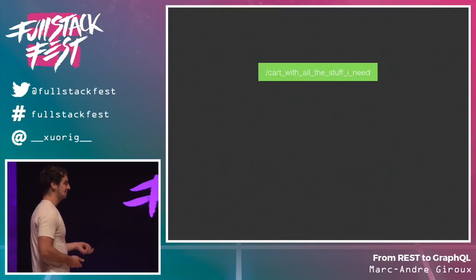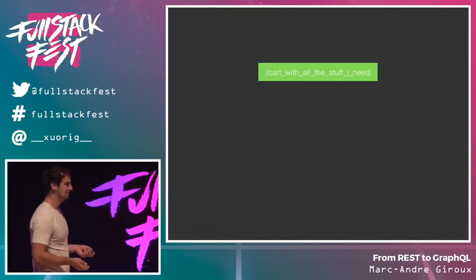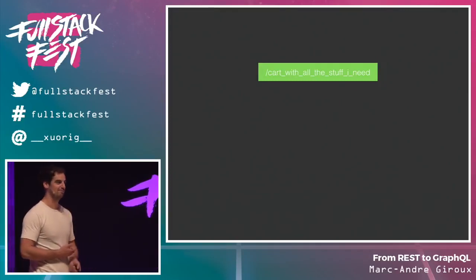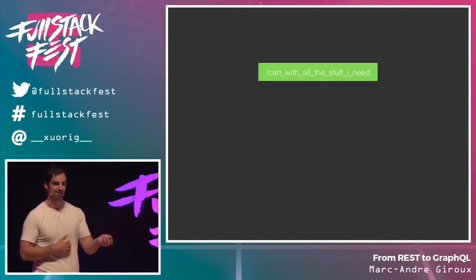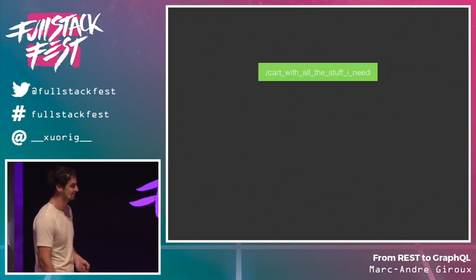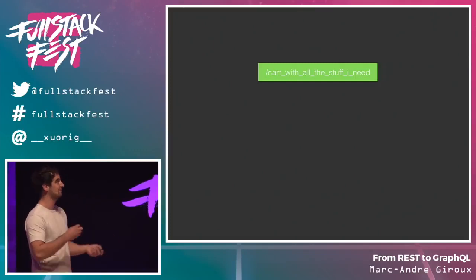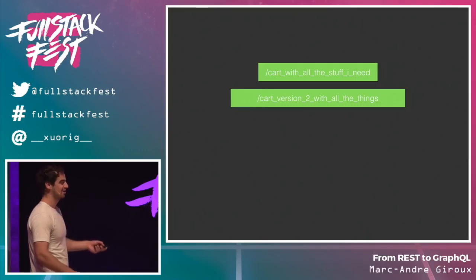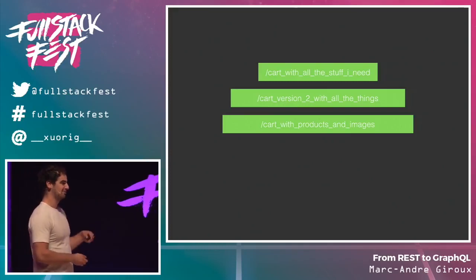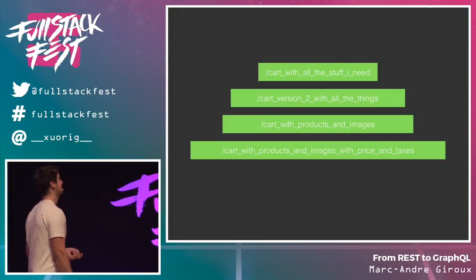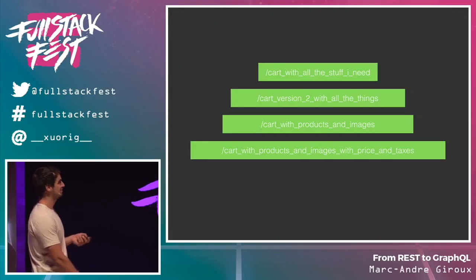But that might be where you start. Then maybe you'll have another page in your app, which is also a cart, but has slightly different needs. Maybe more products, maybe fewer products, maybe different images. So maybe you'll have a cart version 2 with all the things. Perfect. Maybe you'll have cart with products and images, and a query param to say how many images you want. Maybe you'll have cart with products and images with price and taxes.